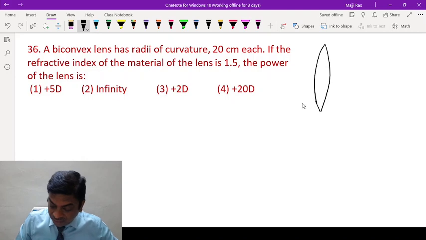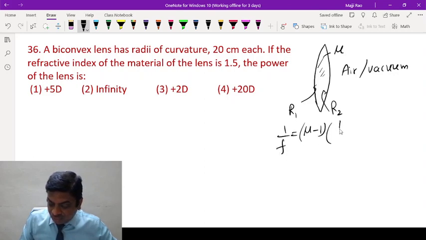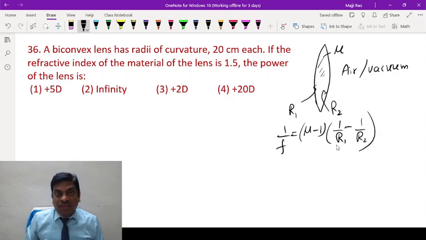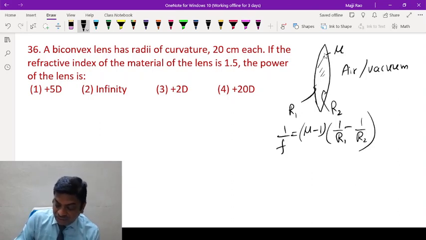biconvex lens, with radius of curvature R1 and R2 here, and assuming the refractive index of the material of the lens as mu, and of course we are assuming that the surrounding medium is air or vacuum. So we can write 1 by f is equal to (mu minus 1) times (1 by R1 minus 1 by R2). This is the actual formula where R1 and R2 have to be substituted with proper sign. So here R1 will be positive but R2 will be negative.